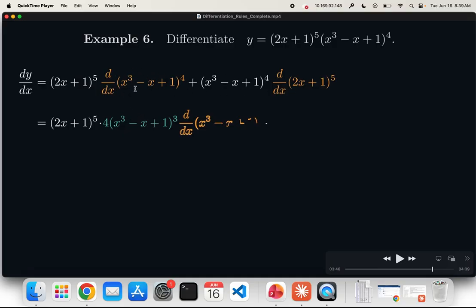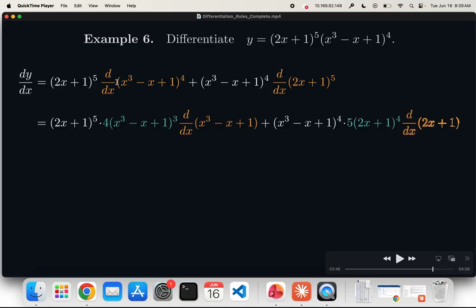Now, to differentiate the second, notice this is the power rule chain rule that we just learned. How do you differentiate this? Bring down the 4, subtract 1, leave the inside function alone, times the derivative of the inside function. So this colored part is differentiating this part, which is the power chain rule.